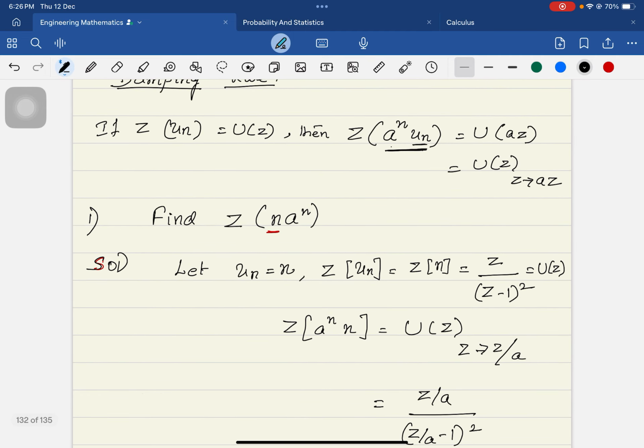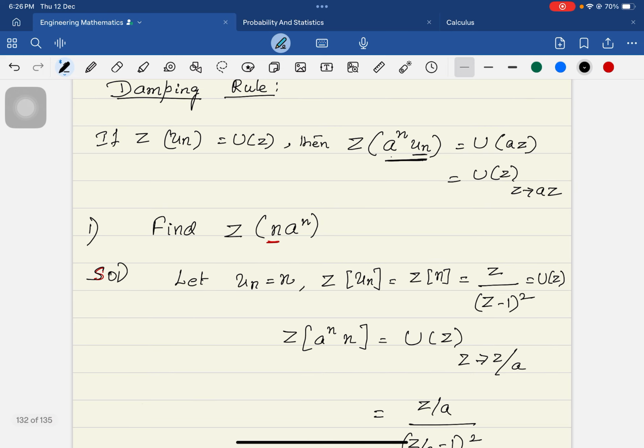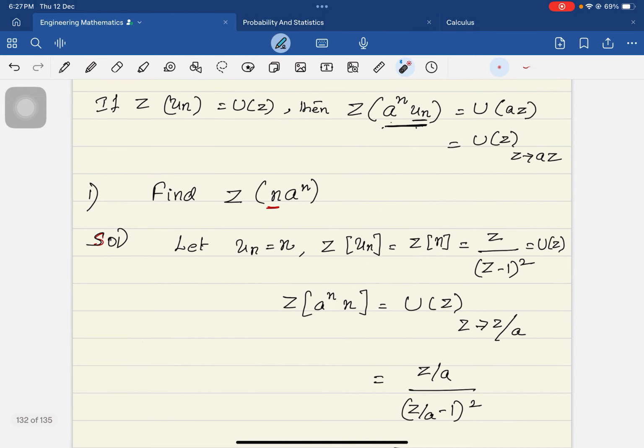So, in this damping rule, what you have to understand is, first of all, identify what u_n is, because an a power n combination will be there in the damping rule. So, whenever you have an a power n combination with a function u_n, immediately it should strike in your brain that you have to use the damping rule. In the place of u_n, you have n, so you find out Z of u_n. In U(z), just replace z by z/a. That's it. So, very simple problem, right?